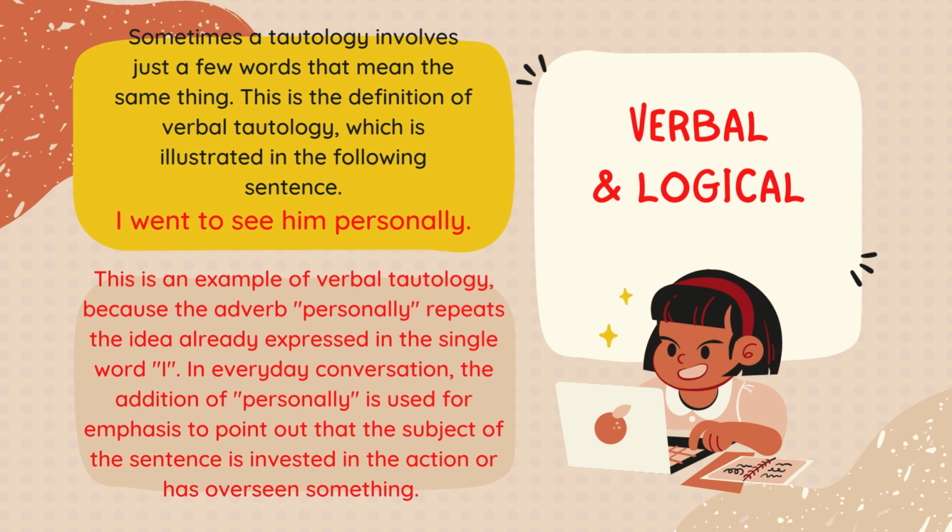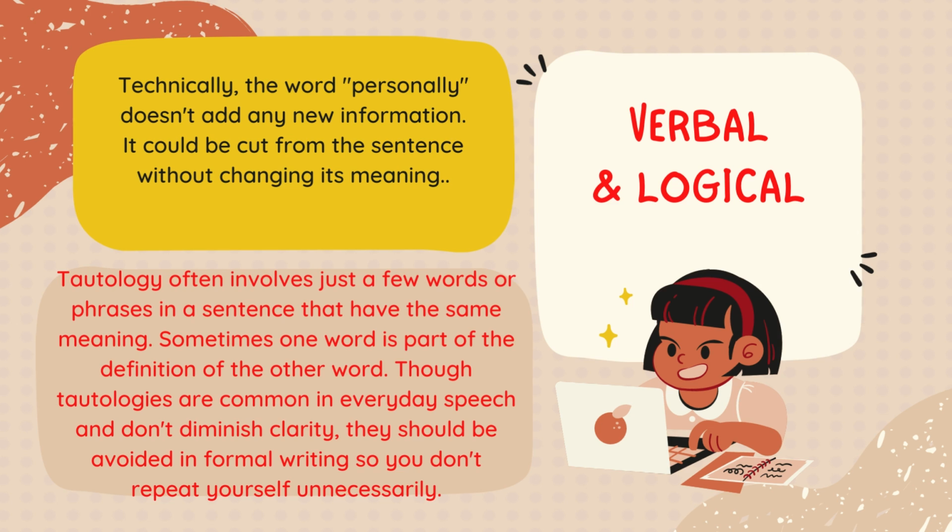This is an example of verbal tautology because the adverb personally repeats the idea already expressed in the single word I. In everyday conversation, the addition of personally is used for emphasis to point out that the subject of the sentence is invested in the action or has overseen something. Technically, the word personally doesn't add any new information. It could be cut from the sentence without changing its meaning.